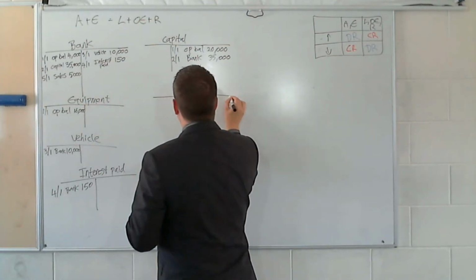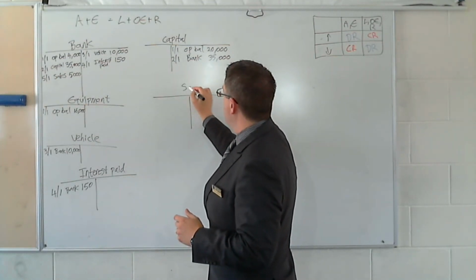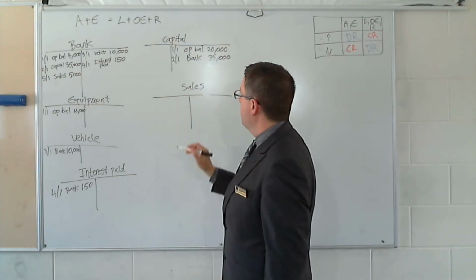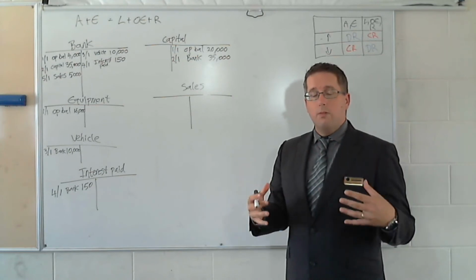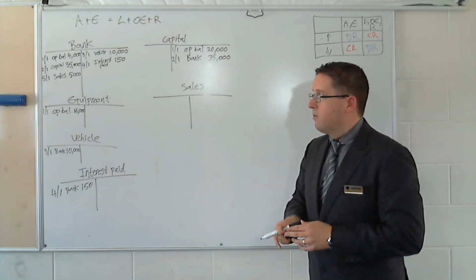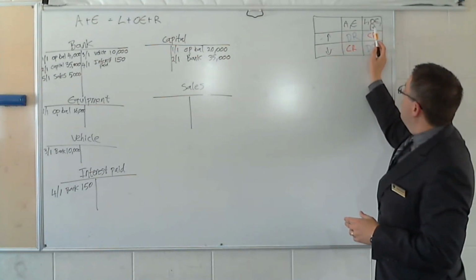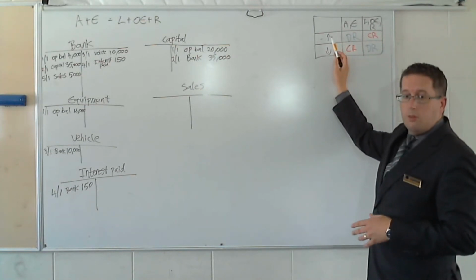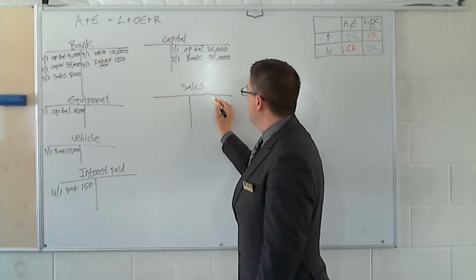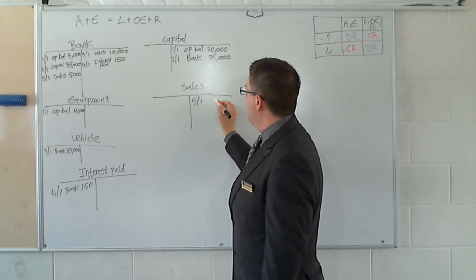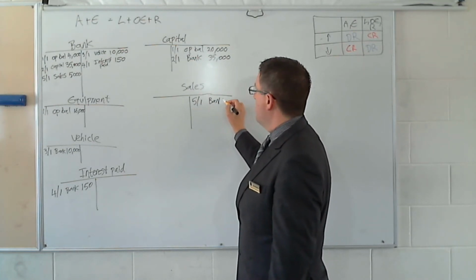Now we need a new T account for sales. Again, we need to think, what element is it? It's revenue, it's money coming from the customers. So revenue, has it gone up or down? Well, it's gone up, we've earned more money. Yes, we're on the credit side. So 5th of 1, we've made cash sales that have gone to the bank.